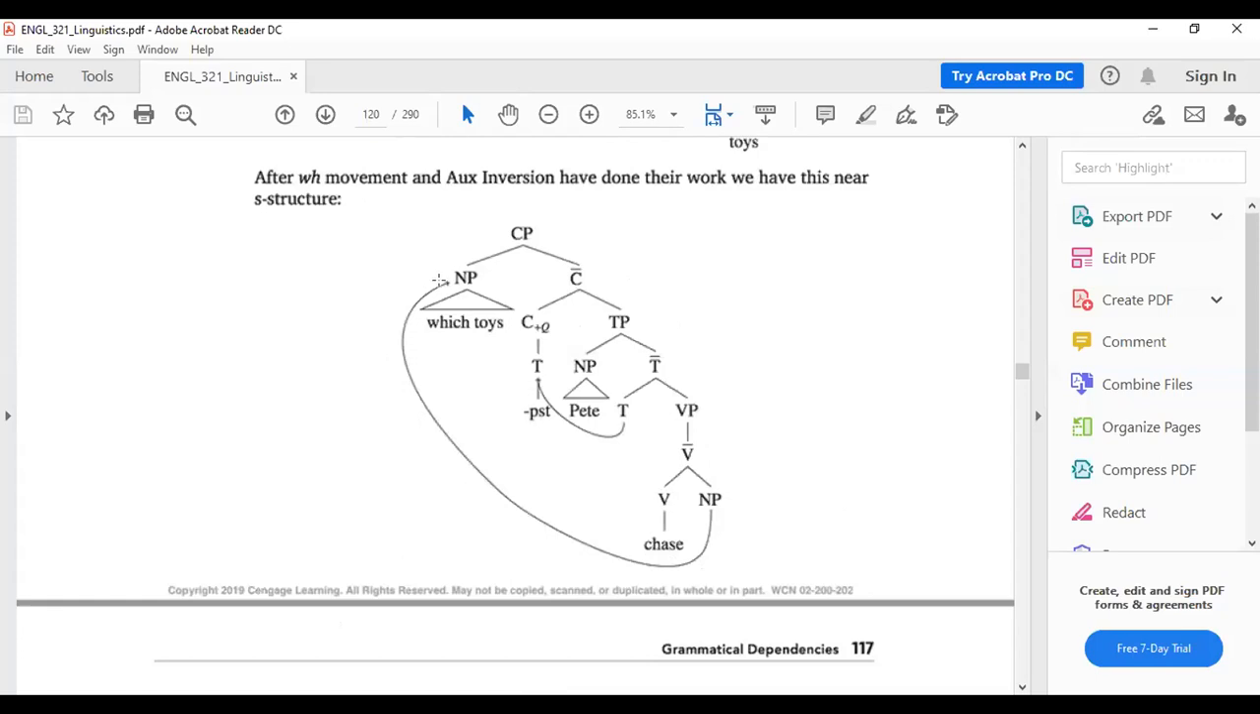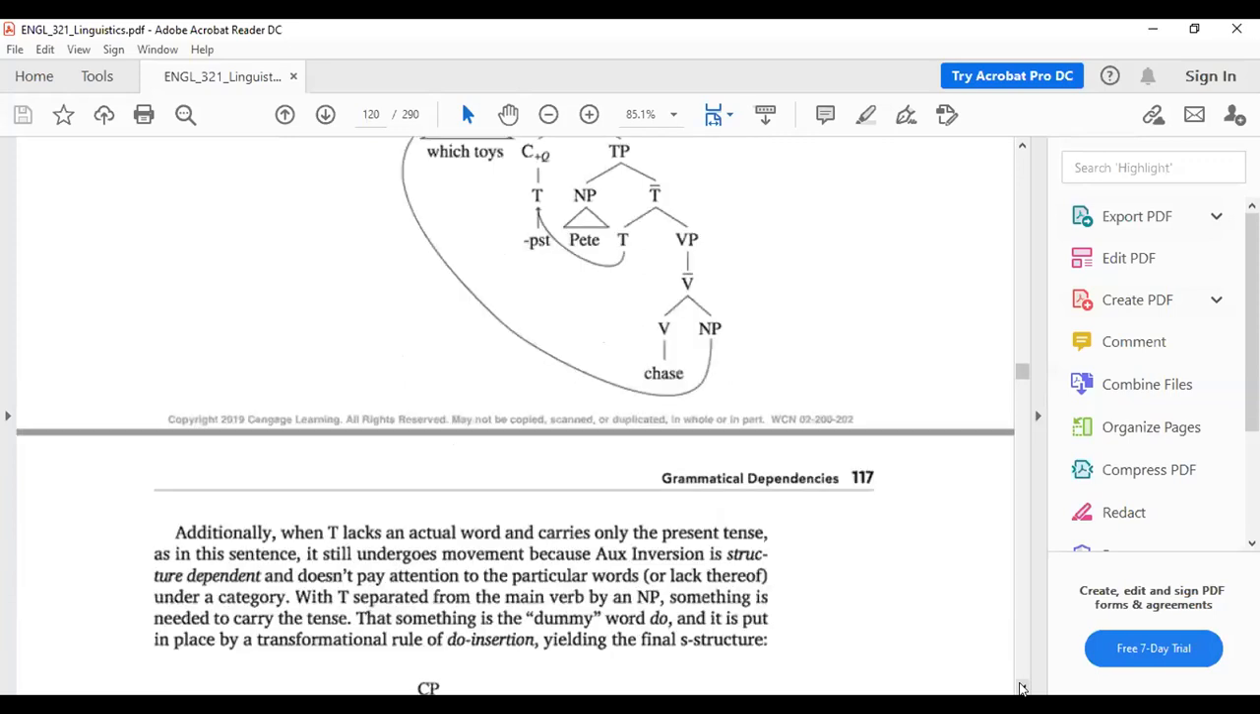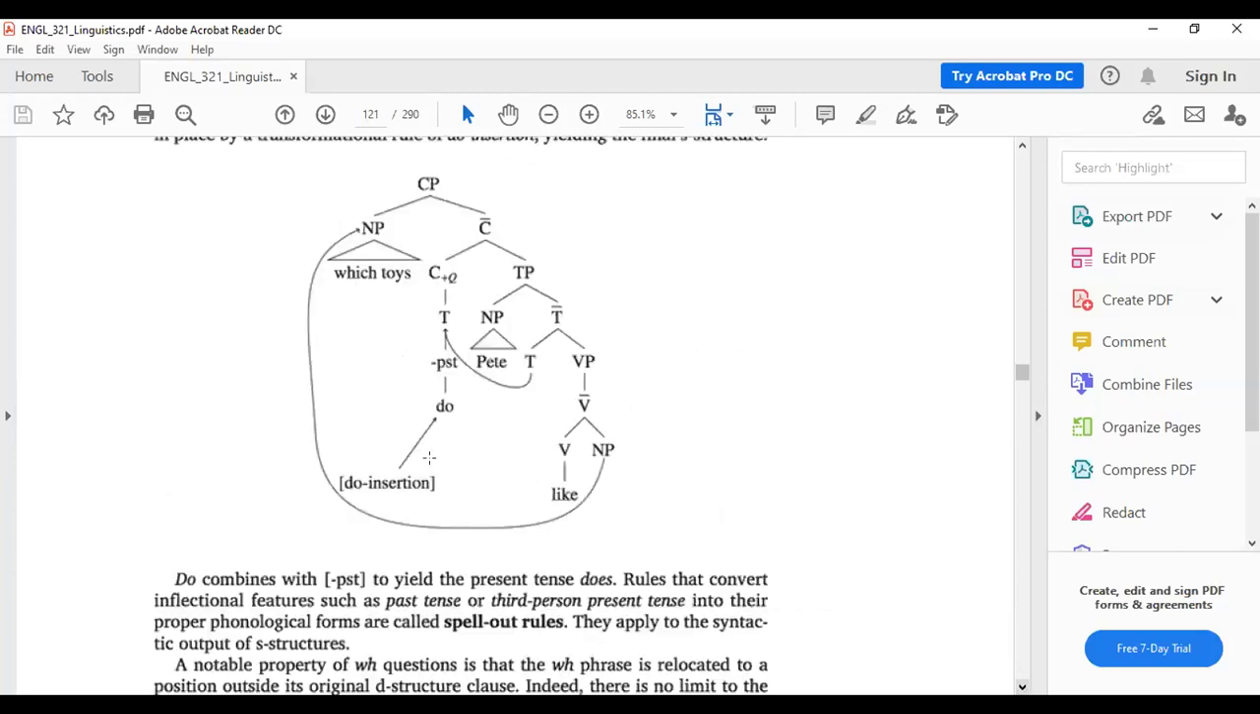Here, this unit moves to the beginning of the CP, and then the tense minus past moves to the head of C bar, and it makes the question, which toys, we need do support. This is called do support or do insertion, because if we don't have an auxiliary verb, we insert do or does in the present and did in the past. So which toys moves here, and the minus past moves from T to the C of the C bar, and we insert do. Okay.